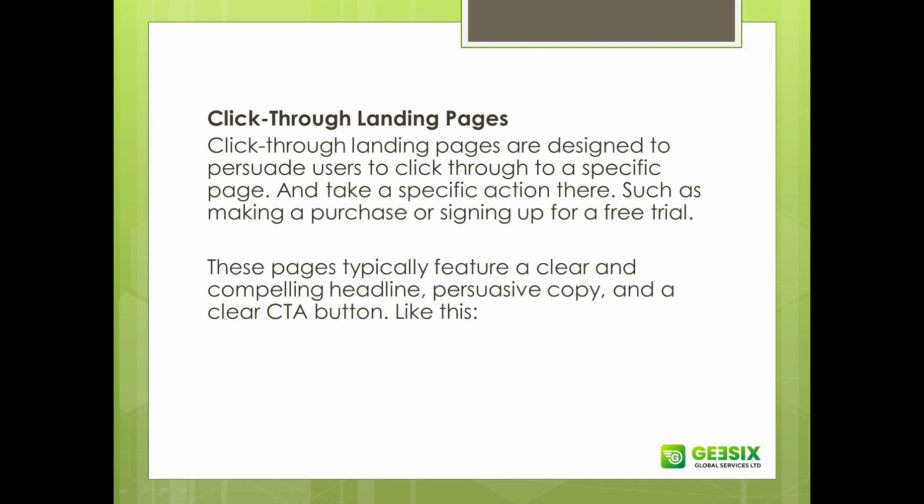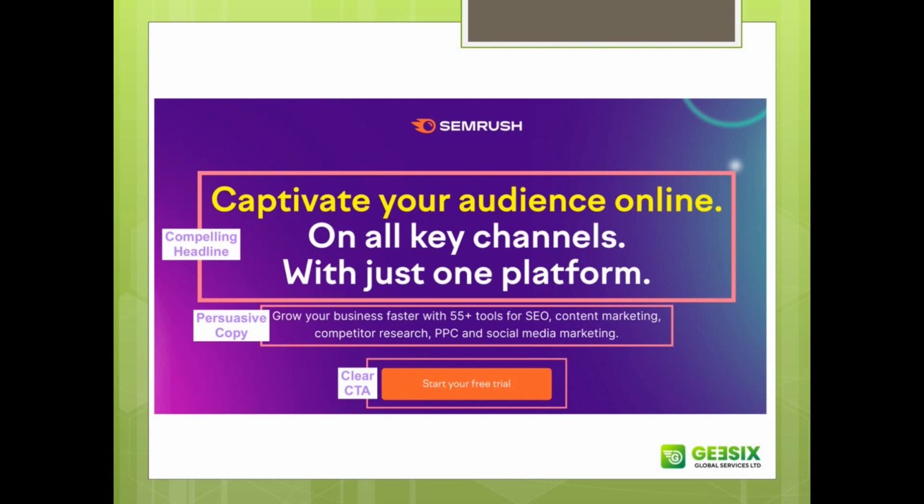So this is a sample also. You can see this is a landing page for SEMrush. You can see their compelling headline: captivate your audience online on all key channels with just one platform. So this is a persuasive copy: grow your business faster with 55 plus tools for SEO, content marketing, competitor research, PPC, that's pay-per-click, and social media marketing. So with this now, you're already interested in what they have.